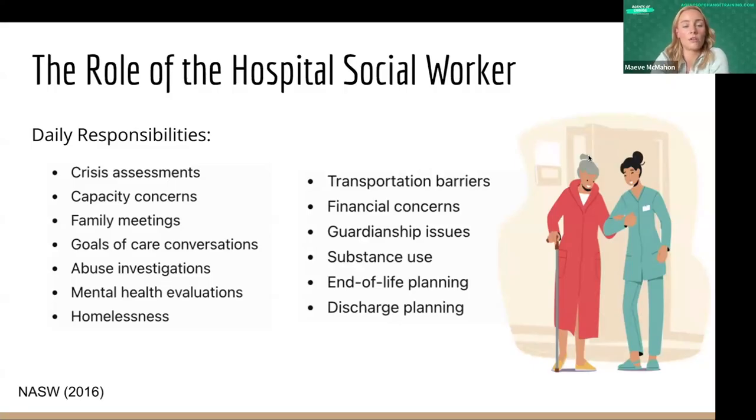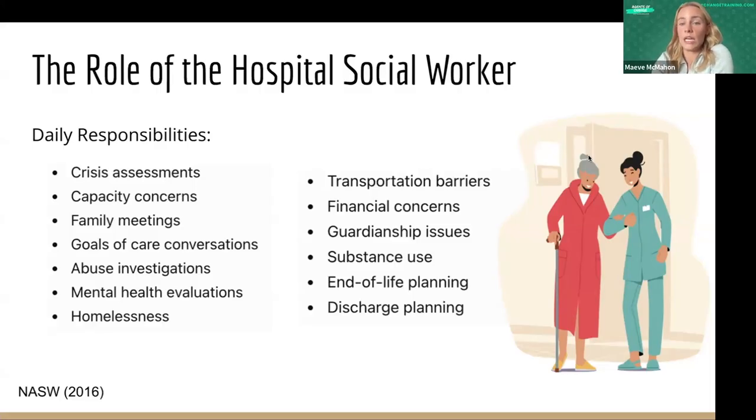Another responsibility, something that I see in my job every day, unfortunately, is abuse investigations. I get paged anytime a child comes into the emergency room with any kind of physical or sexual abuse concerns. And I help facilitate that investigation with either a doctor or a nurse practitioner, pending what the exact situation is. But that's unfortunately a part of my daily tasks at work. Addressing homelessness is definitely a big thing in the healthcare system.